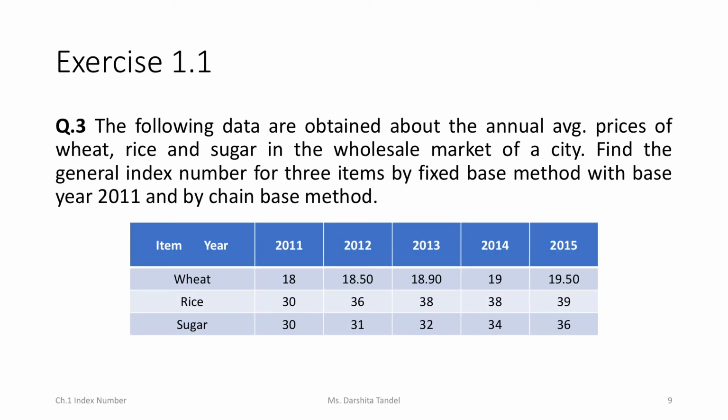Now let us see another question of exercise 1.1. Question 3. The following data are obtained about the annual average prices of wheat, rice and sugar in the wholesale market of a city. Find the general index number of 3 items by fixed base method with base year 2011 and by chain base method. Here items given are wheat, rice and sugar, years 2011, 12, 13, 14 and 15. According to year their price is given in this question.